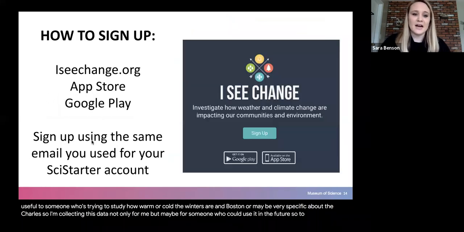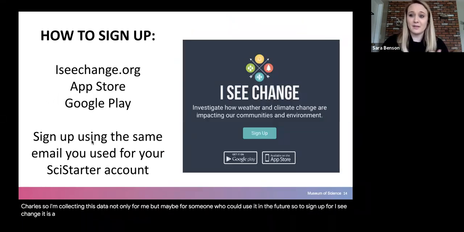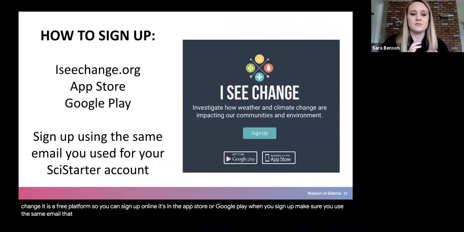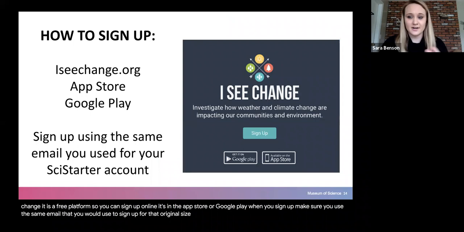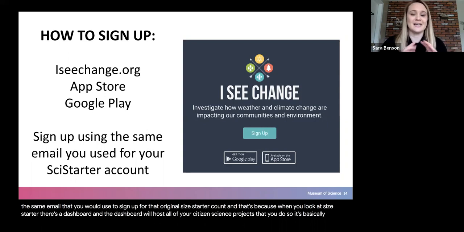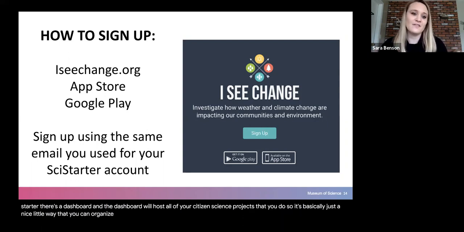So to sign up for IC Change, it is a free platform. You can sign up online. It's in the App Store or Google Play. When you sign up, make sure you use the same email that you would use to sign up for that original SciStarter account. That's because SciStarter has a dashboard, and the dashboard will host all of your citizen science projects. So it's basically just a nice little way that you can organize yourself and see everything that you're doing and contributing to.